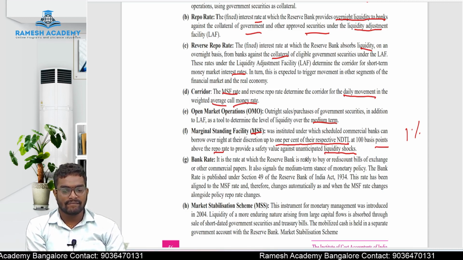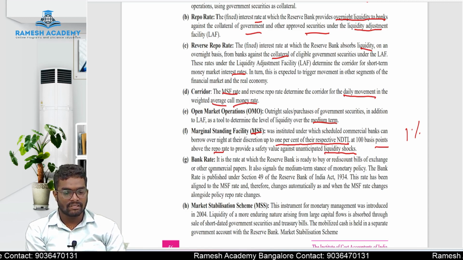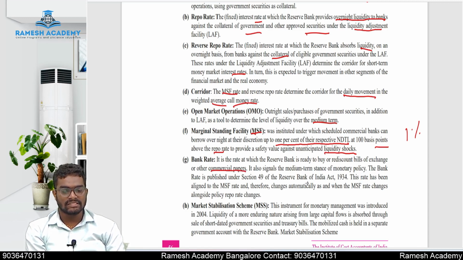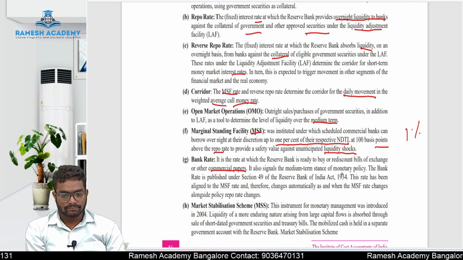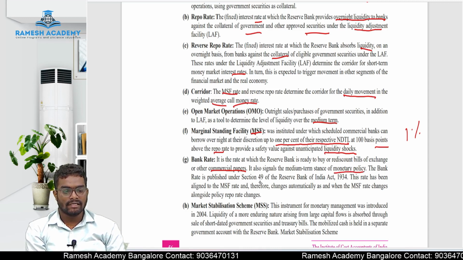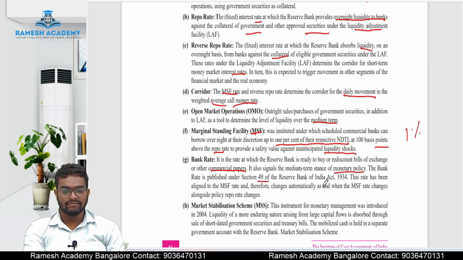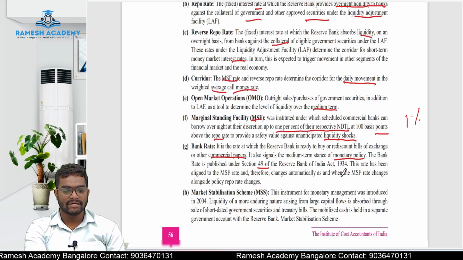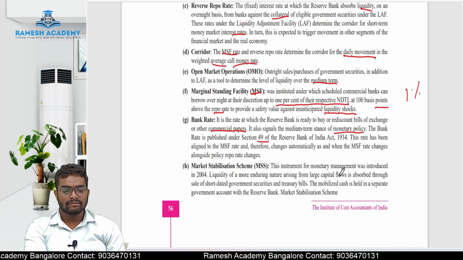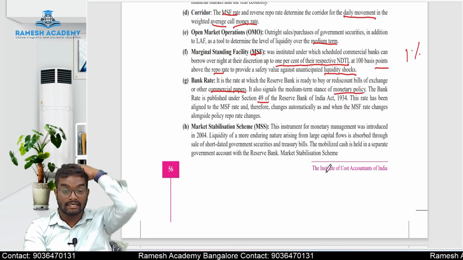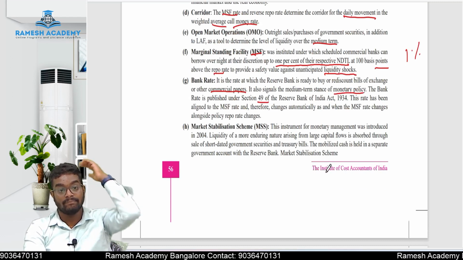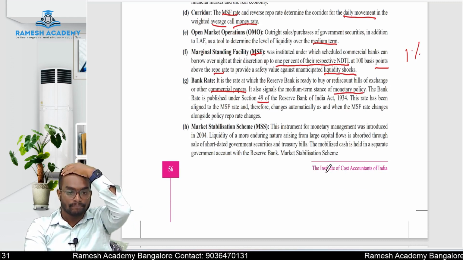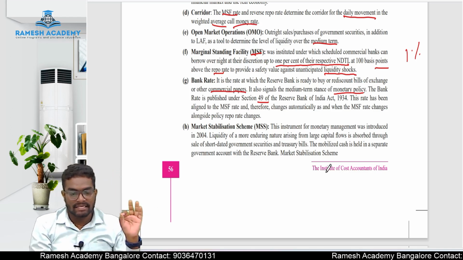Bank rate, it is the rate at which RBI is ready to buy or rediscount the bills of exchange or other commercial papers. It also signals the medium term stance of monetary policy. The bank rate is published under Section 49 of the RBI Act 1934. This rate has been aligned to the MSF rate, therefore it changes automatically as and when the MSF rate changes alongside the repo rate. So it is the rate at which the bank will purchase the bills of exchange or the commercial papers from the banks.